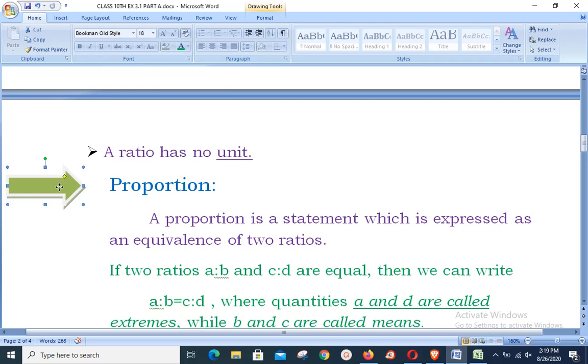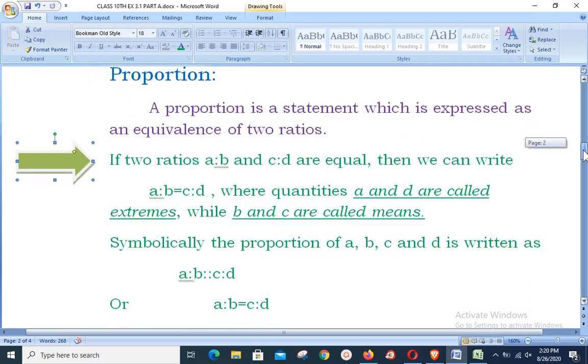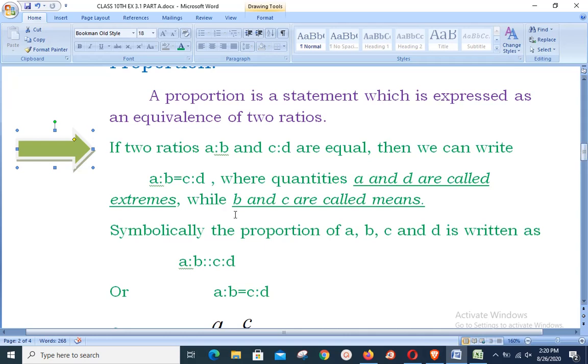Definition first. Dear students, a proportion is a statement which is expressed as an equivalence of two ratios. In other words, we can say that an equality of two ratios is called a proportion. Next, if two ratios A ratio B and C ratio D are equal, then we can write A ratio B is equal to C ratio D. You can observe that 4 quantities are involved: A, B, C and D, where the quantities A and D are called extremes while B and C are called means.